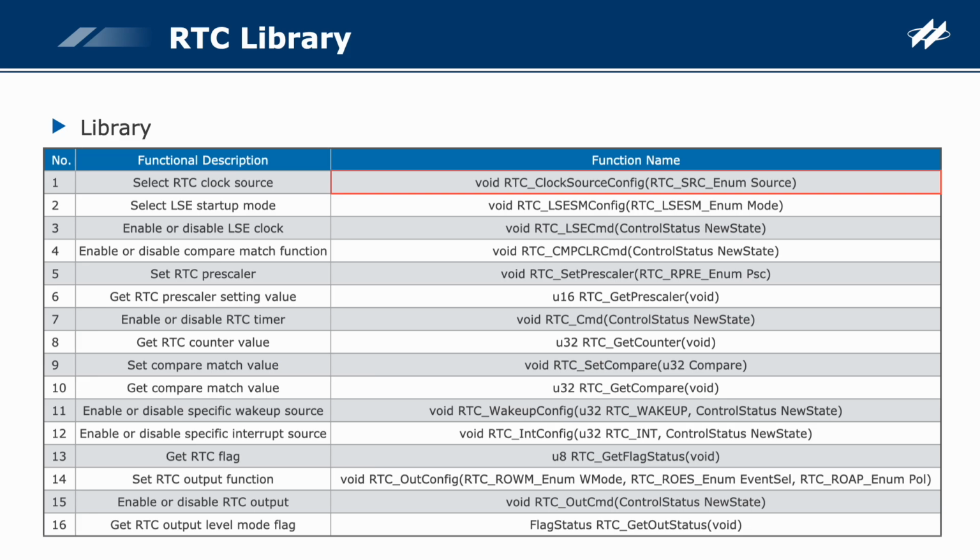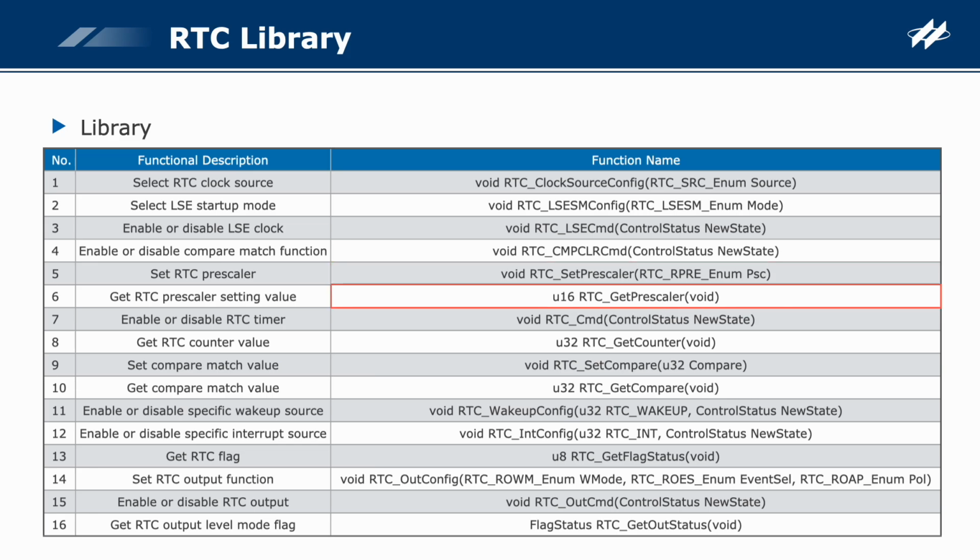The first function is used to select the RTC clock source either from LSI or LSE. The second function is used to select the LSE oscillator startup mode, either normal startup or fast startup. The third function is used to enable or disable the LSE clock. The fourth function is used to enable or disable the RTC compare match function. The fifth function is used to set RTC prescaler.